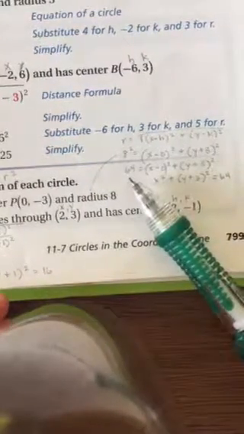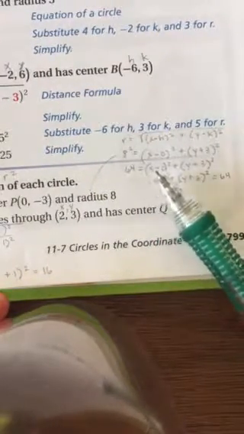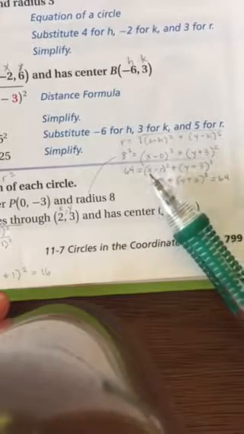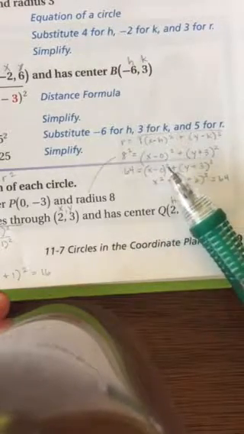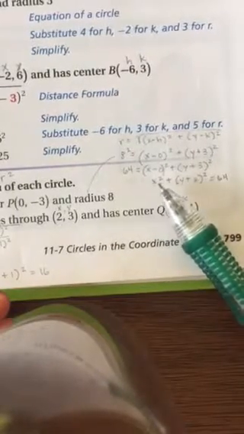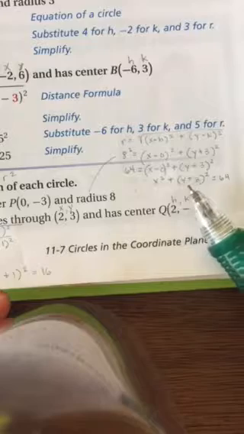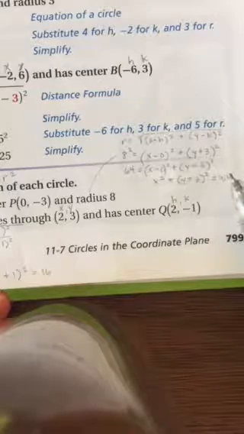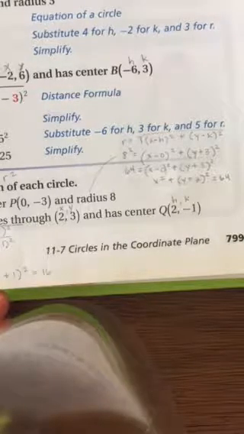Now we have 64, and obviously this 0 is not going to change this x. So (x minus 0) squared is just x squared, so we'll get rid of the 0 there. So x squared plus (y plus 3) squared equals 64. We'll put it on the right side. That's the final form of the equation of the circle there.